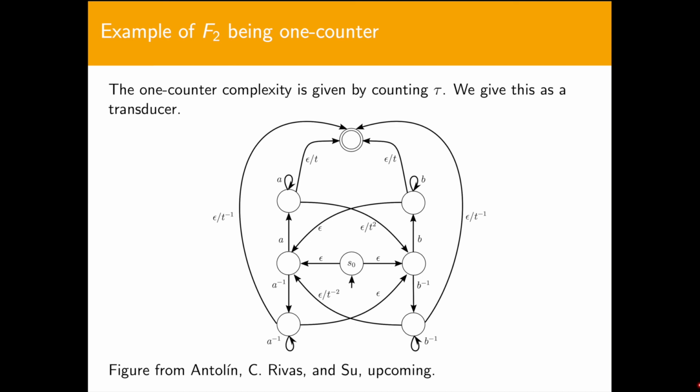That just means that at this edge, you're going to read the input symbol, and then the \t means that if it's t, then you push onto the stack, and if it's t inverse, you pop off the stack. So there is a good equivalence between that and being a one counter. And this is just to illustrate that F2 is one counter.